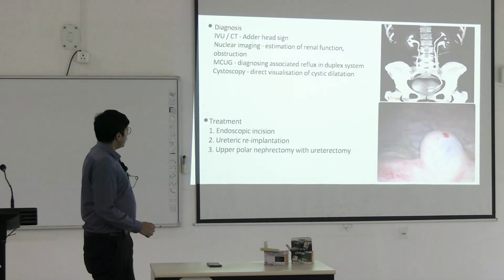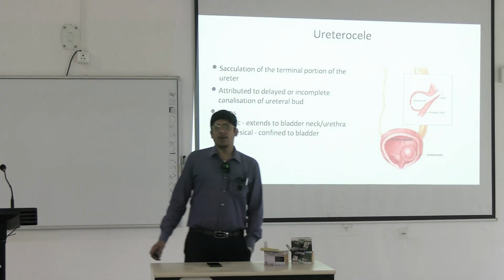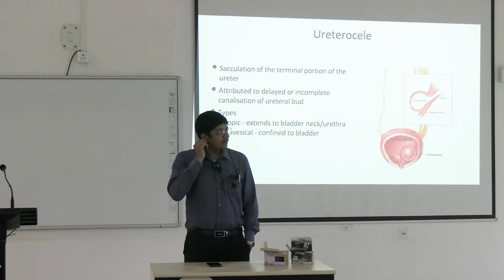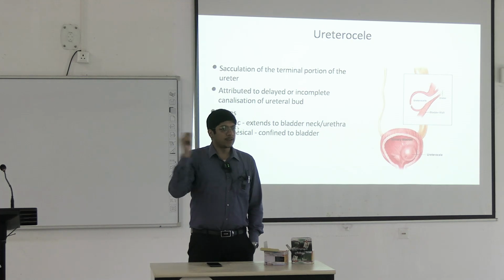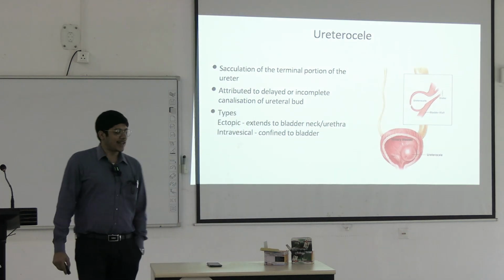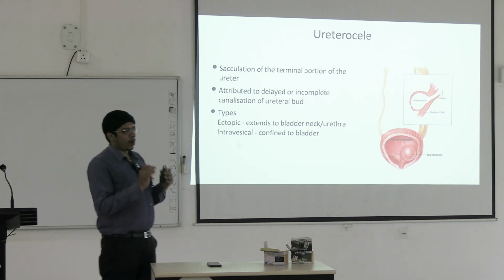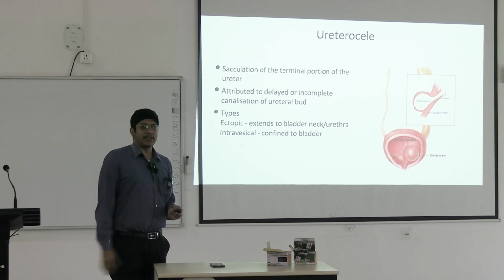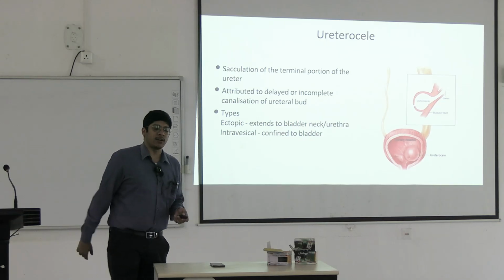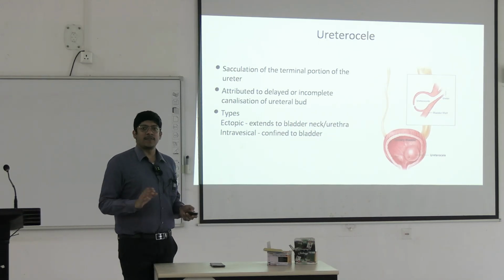Okay. So ureterocele is a saccular dilatation of the lowermost end of the ureter, where it enters into the urinary bladder. Why does it happen? It is attributed to improper or incomplete canalization of the terminal end of the ureteric bud.